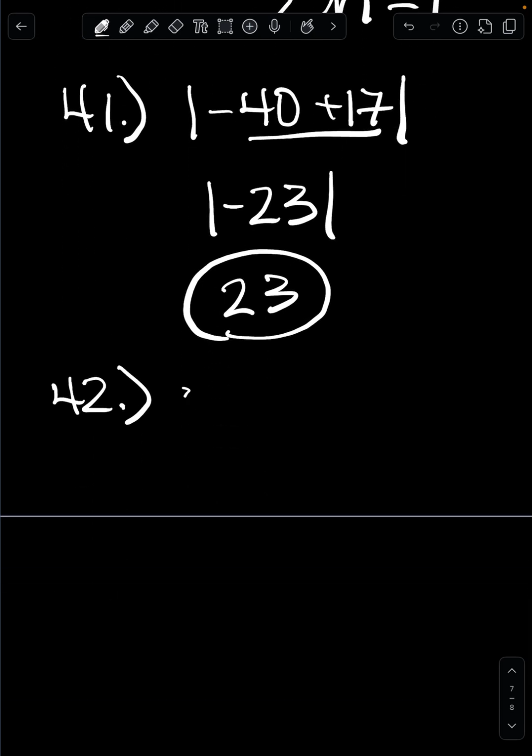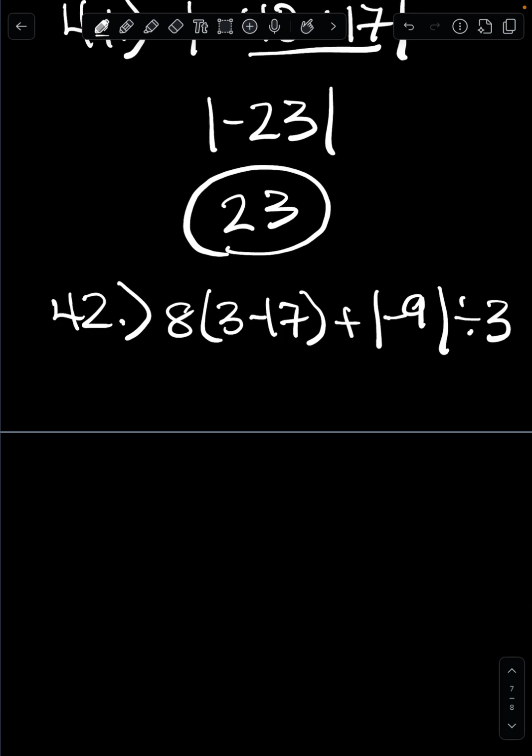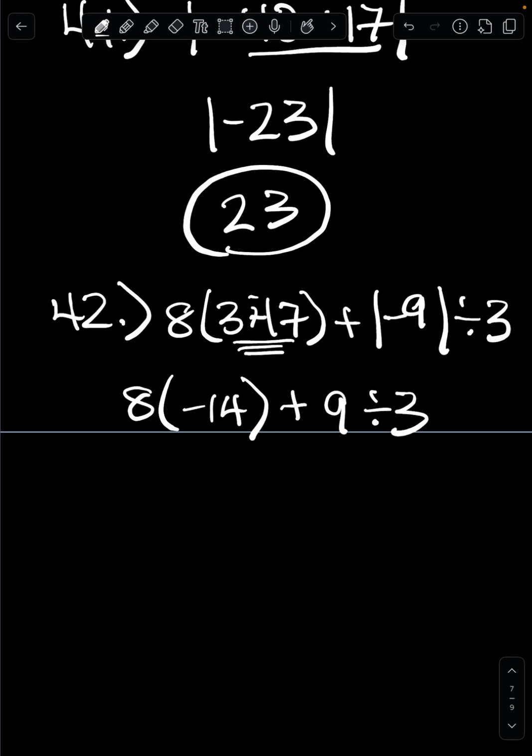Number 42 is 8 times the quantity 3 minus 17, plus the absolute value of -9, divided by 3. I forgot my calculator again, so hopefully I don't make any mathematical errors on this part. So 8 times the quantity, we go inside here first. This is really plus a negative, so the signs are different, which means I find the difference and keep the sign of the bigger one. Subtract 17 and 3, keep it -14. Plus the absolute value of -9 is 9, divided by 3.